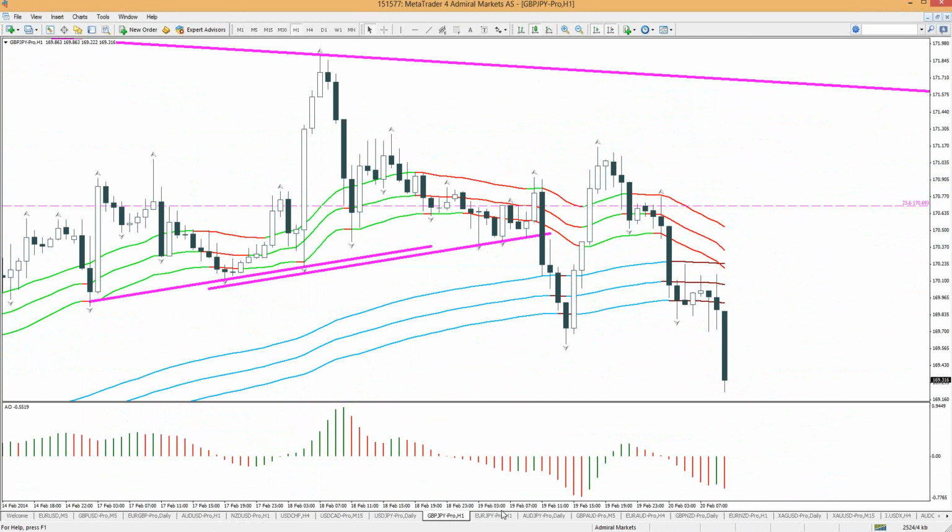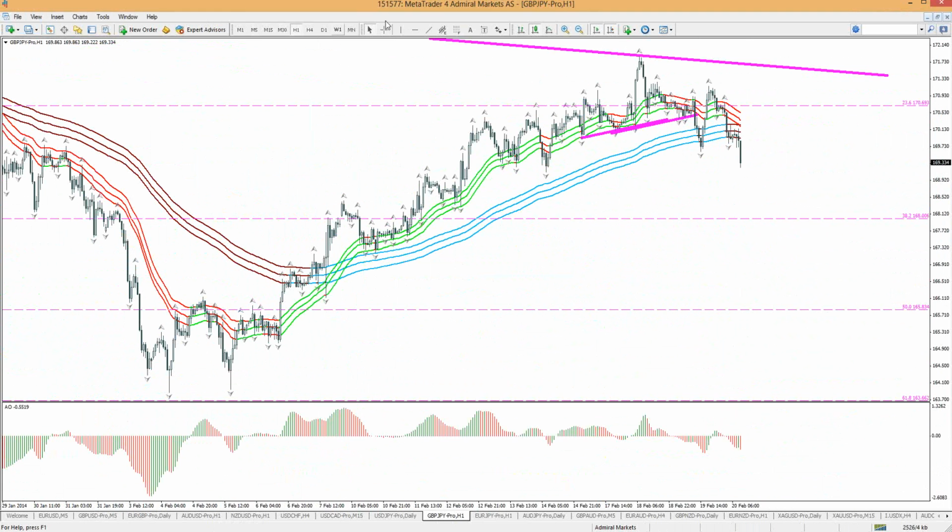If you're in a short on the pound yen, that looks like a good idea because we did bounce off this resistance line here. And it seems like we already broke out of this support. We broke out of this support. We even broke out of this one.